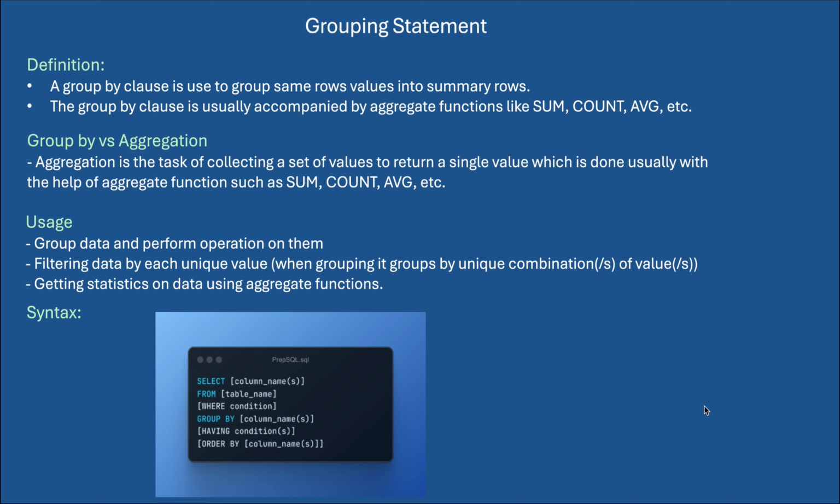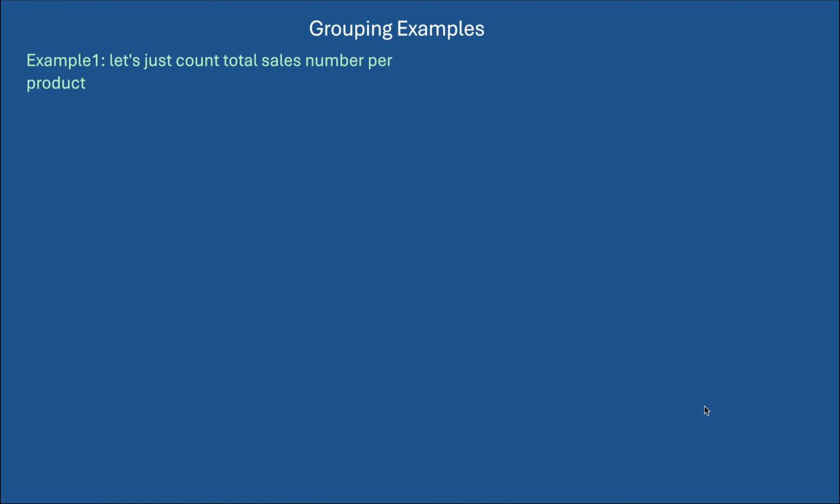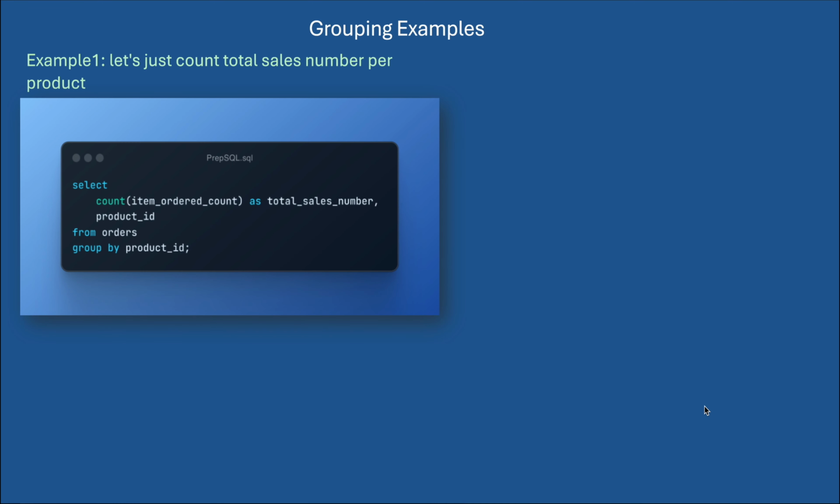Now let's move ahead and look at some examples using group by statements. From our series, let's look at the first statement. Let's just count the total number per product. For that, we use select count of item order count as total sales number, product ID, from orders group by product ID. Here we are counting item order count per product from the orders table, and that gives us the total sales number. This is not the same as the total items sold, for which we can use the sum function instead of count.